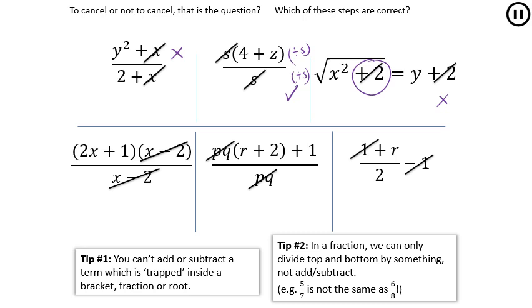Here we've divided top and bottom both by x take away 2, so that's fine. Here we've divided the denominator by pq. We've divided this part of the numerator by pq, but we haven't done it to this part, so that doesn't work. We haven't divided all parts of the numerator. And the last one's incorrect as well, because our number here, we've got it as part of a fraction. We can't just add or subtract that when it's trapped inside.